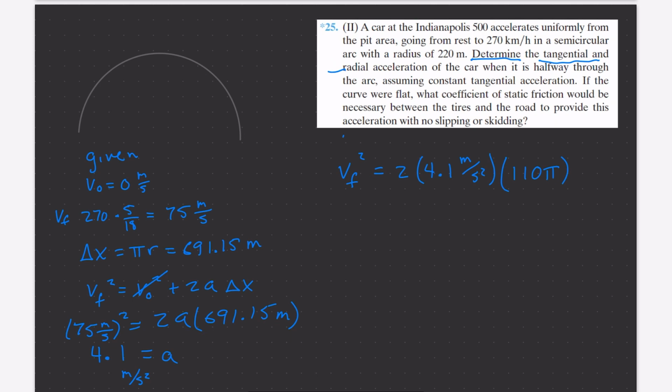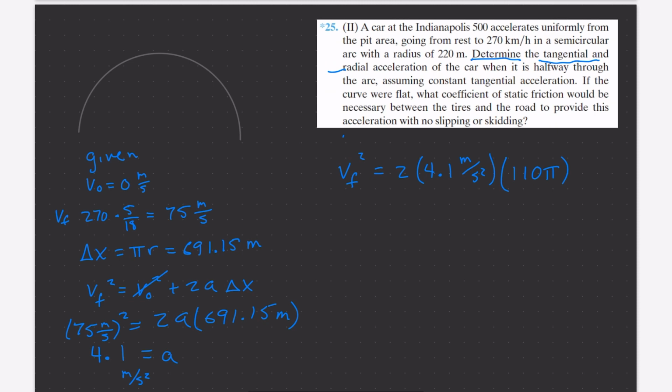Well, if we come back to the question, it says we need the radial acceleration of the car when it is halfway through the arc. So halfway through the arc is literally at the quarter point of the whole circle. So now instead of just dividing 2 pi r by 2, we're going to divide 2 pi r by 4, and that's essentially going to give us 110 pi. So now we're talking about a new distance.